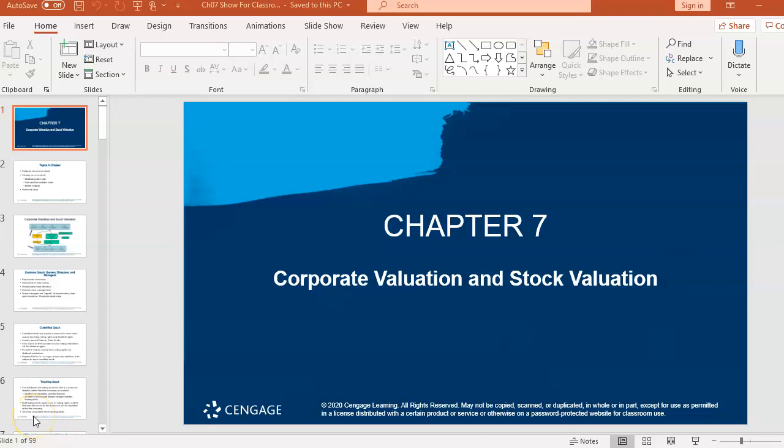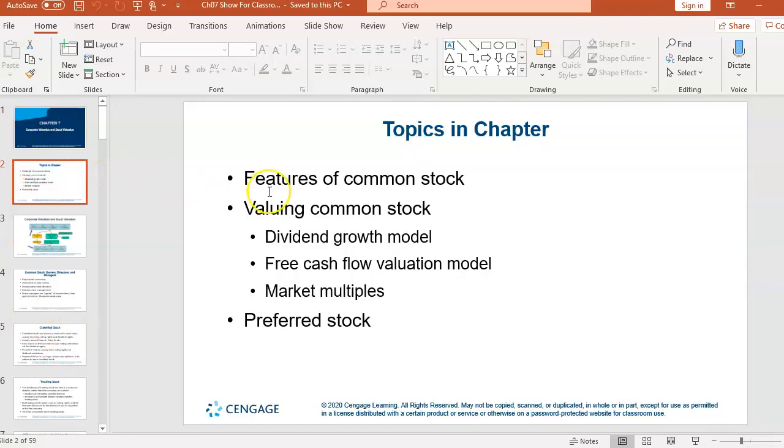Let's take a look at Chapter 7. Chapter 7 is about stocks and corporate valuation. So think of ways to value what a company is worth; that is really what the chapter is about. Some of the highlights we'll talk about are right here.